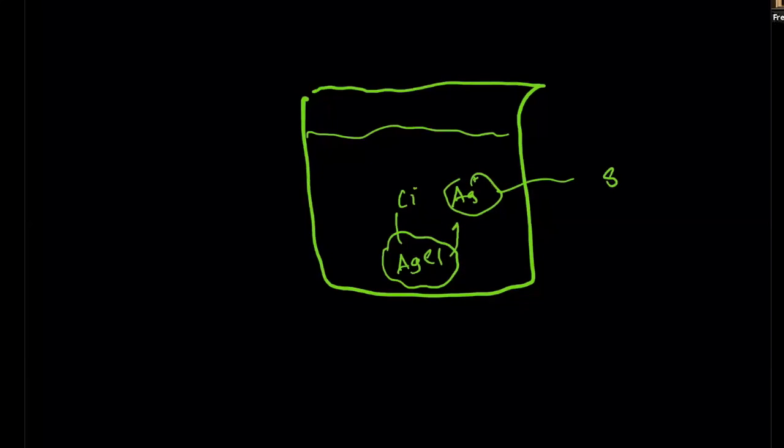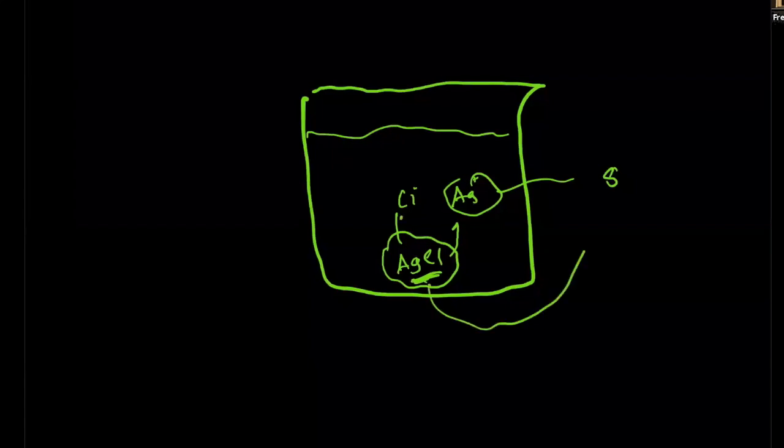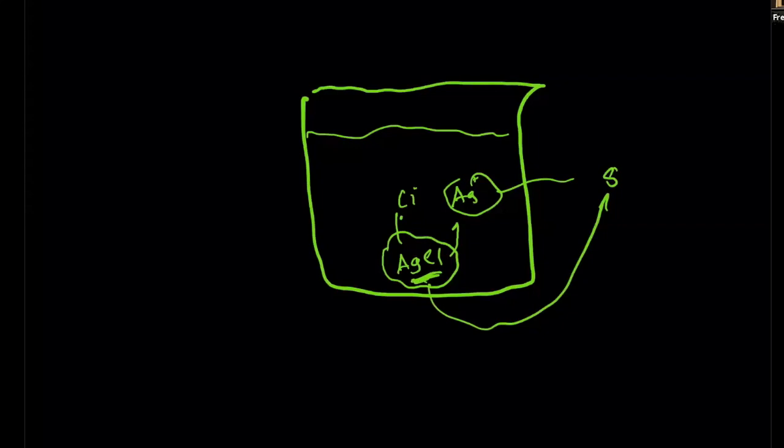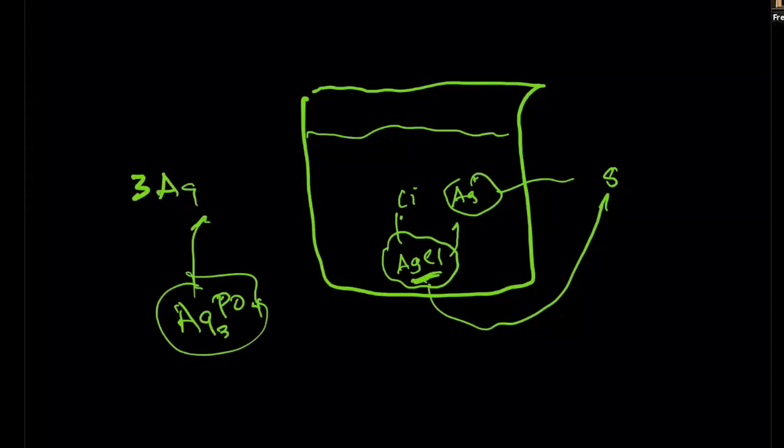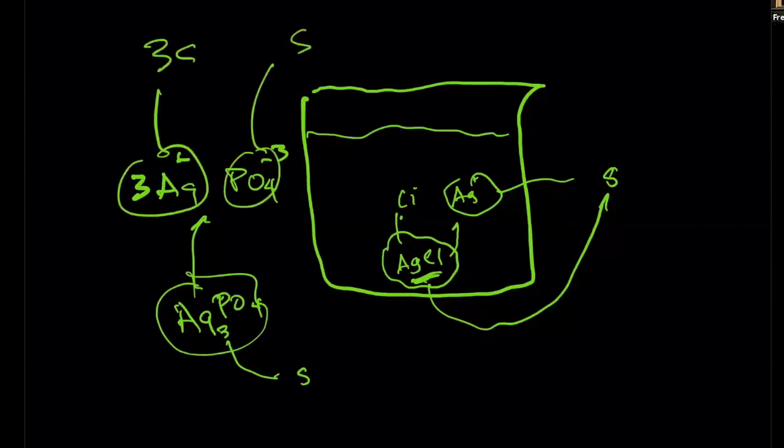So the S value is the molar amount of the solid that goes into solution. Of course, if we have silver phosphate, and you get 3 silver and 1 phosphate, the amount that goes into solution is still S. But now this is 3S and this is S. Does that make sense? Okay. Yeah, got it.